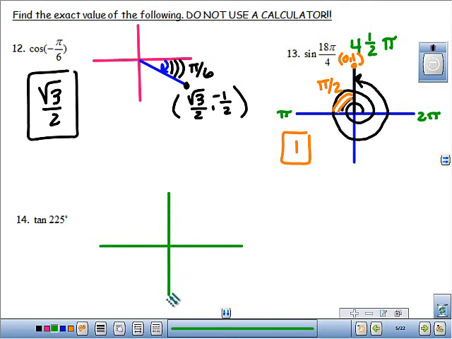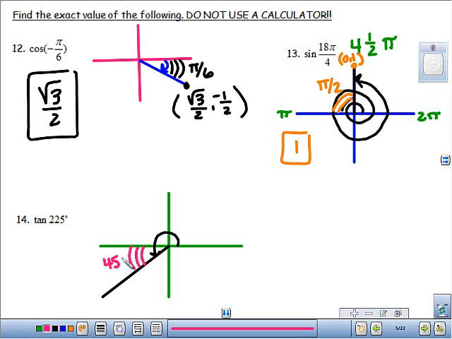Okay, and here is the picture for 14. Tangent of 225 degrees. It's positive, so we're going in the positive direction. Around, here's 180, 225. Draw your arrow.